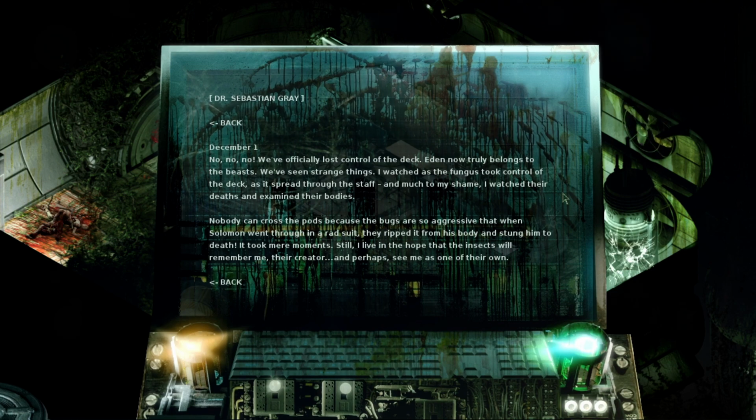December 1st. No. We've officially lost control of the deck. Eden now truly belongs to the beasts. We've seen strange things. I watched as the fungus took control of the deck, as it spread through the staff, and, much to my shame, I watched their deaths and examined their bodies. Nobody can cross the pods because the bugs are so aggressive that when Solomon went through in a rad suit, they ripped it from his body and stung him to death. It took mere moments. Still, I live in the hope that these insects will remember me, their creator, and perhaps see me as one of their own?